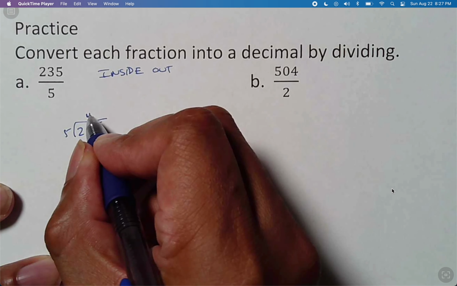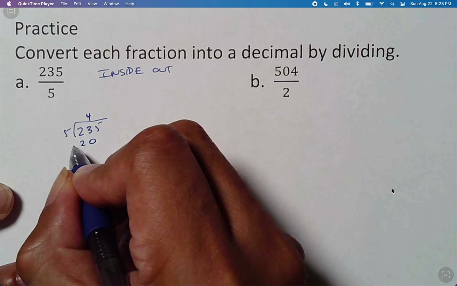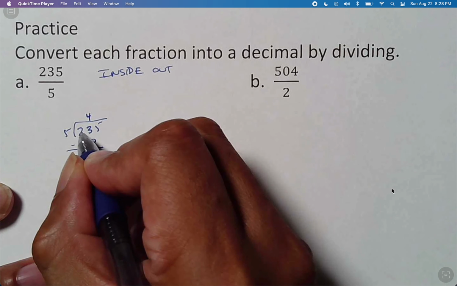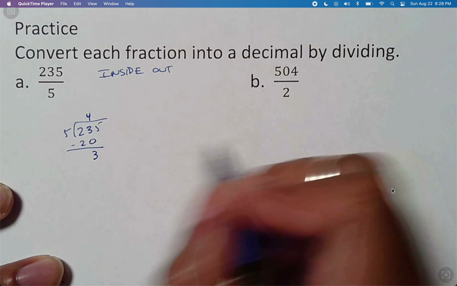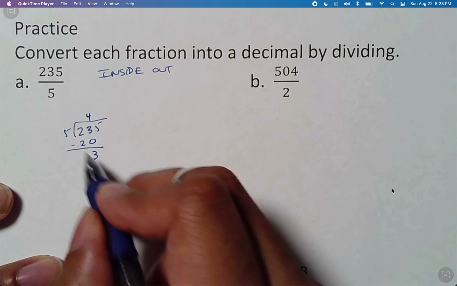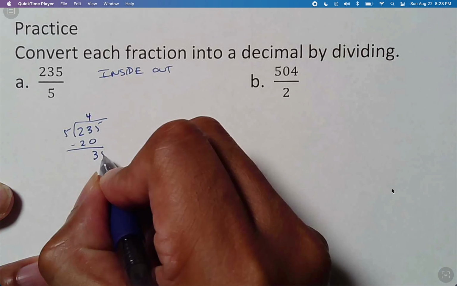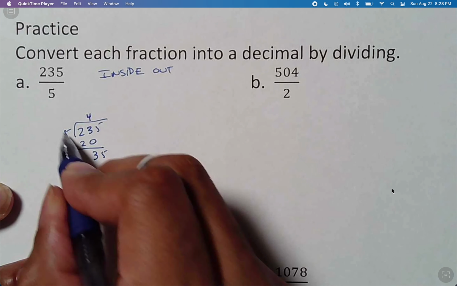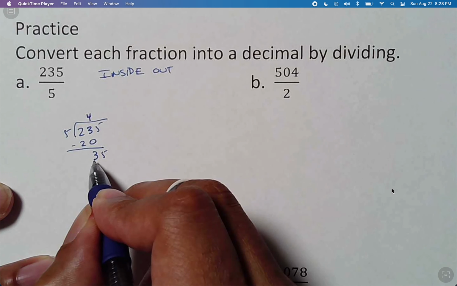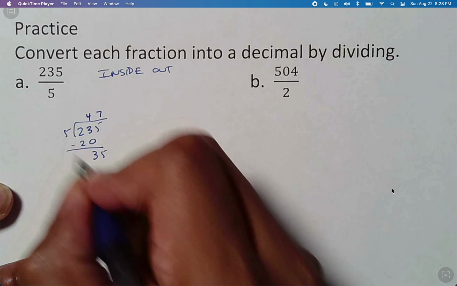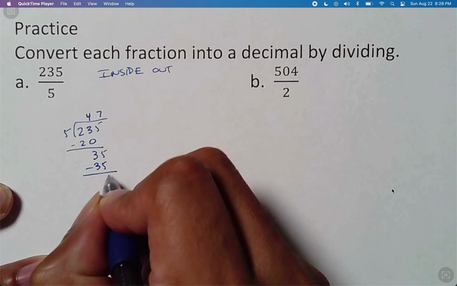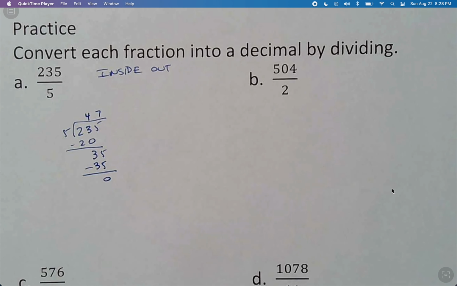Now you multiply. 4 times 5 is 20. You subtract to find out how much is left over. 23 minus 20 is 3. Make sure this number is not bigger than that one there because it does kind of throw things off. And then if you remember, the next thing you do is bring down the next value and check how many times 5 goes in here. 5 goes into 35 7 times. 7 times 5 is 35, and when you subtract, you end up with 0, which is what you're supposed to end up with. So that is your long division.